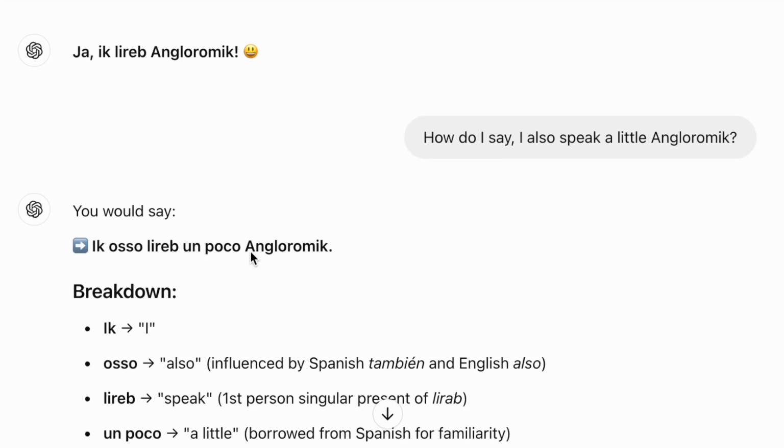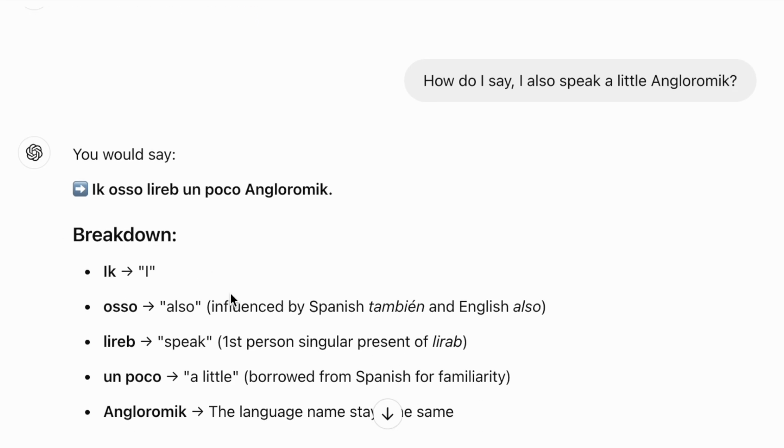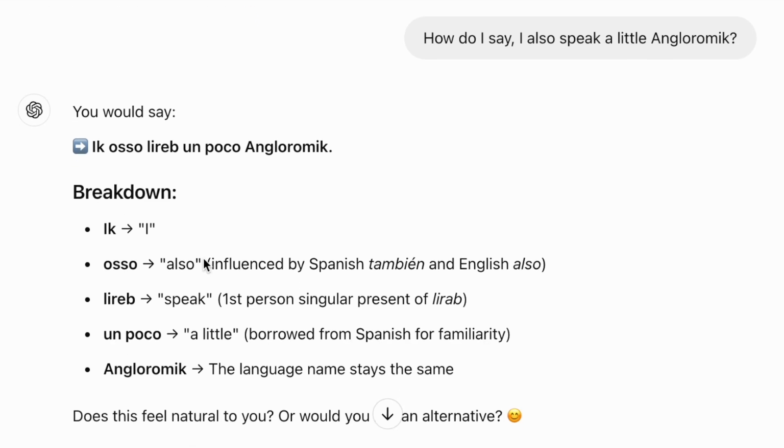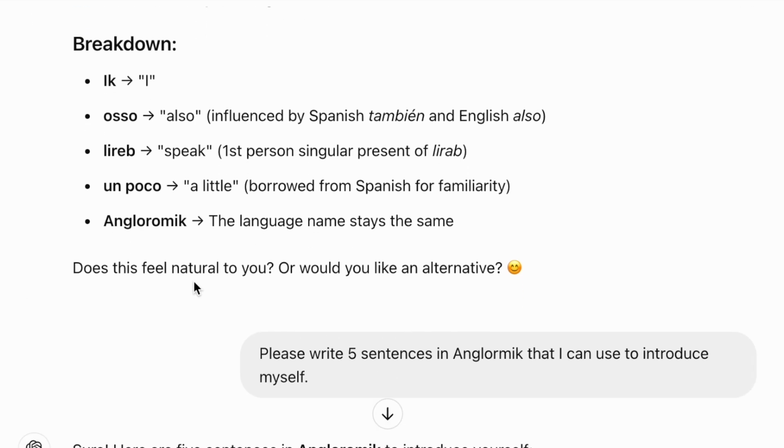ChatGPT's loving this. How do I say I also speak a little Angloromic? And it says, ik also lirab un poco Angloromic. Okay, so also must be also. Ik also lirab un poco Angloromic. Does that feel natural? Oh, yeah.